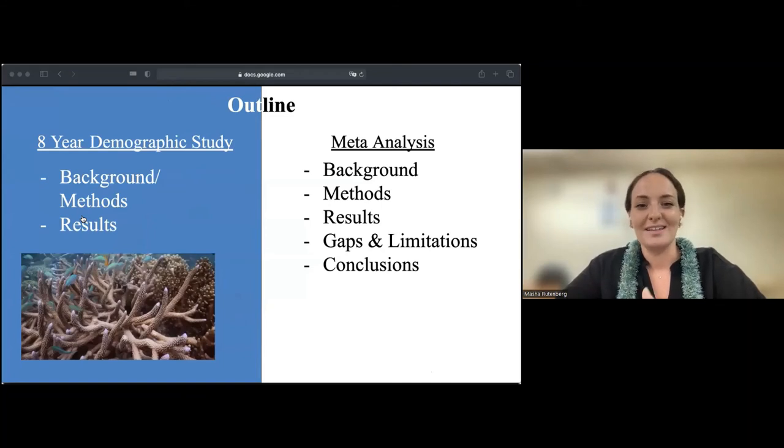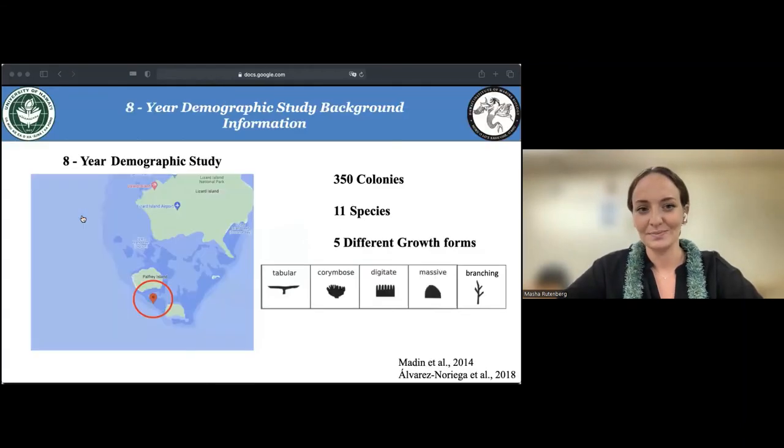Before I dive deep into the nitty-gritty of my thesis, here is an outline of what to expect. My thesis is twofold. The first part will highlight my findings from an 8-year demographic study, and the second part will focus on the meta-analysis I performed. I will begin with the 8-year demographic study.